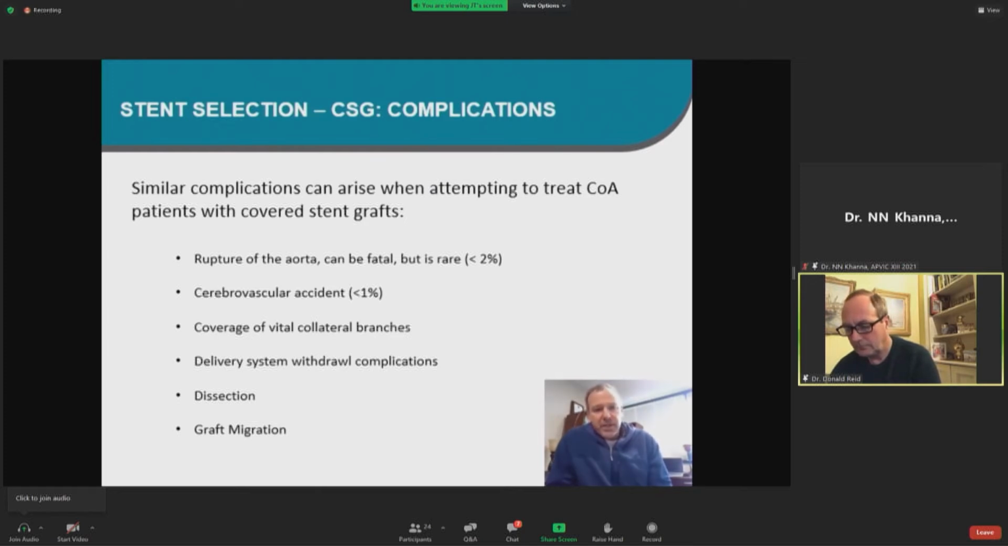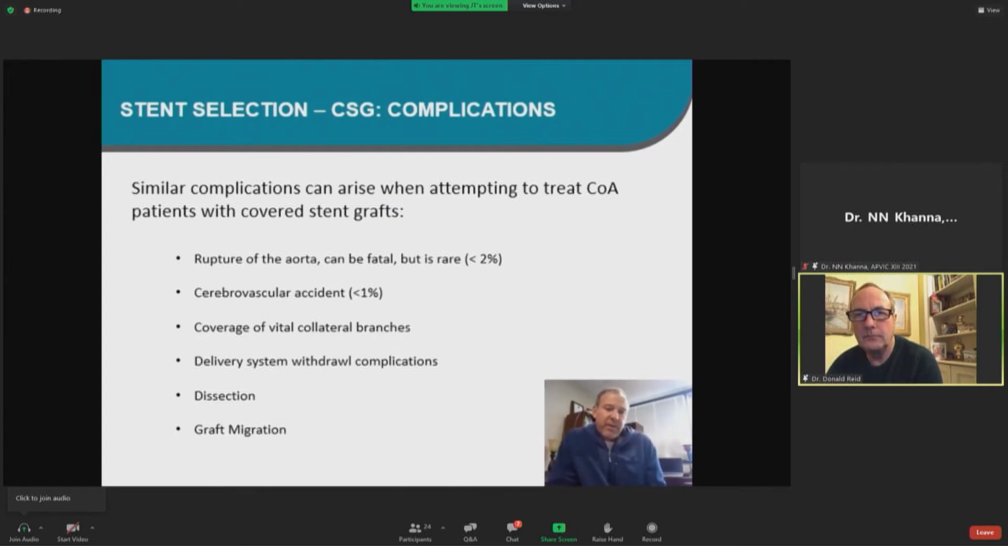When you take a look at complications, certainly complications can arise when you're using balloon expandable stent grafts or covered stent grafts, including rupture of the aorta, which can be fatal but is rare, less than 2%. Risk of stroke. Coverage of vital collateral branches. I feel that once you get to coarctation, these branches are not as important because you're removing the pressure gradient.